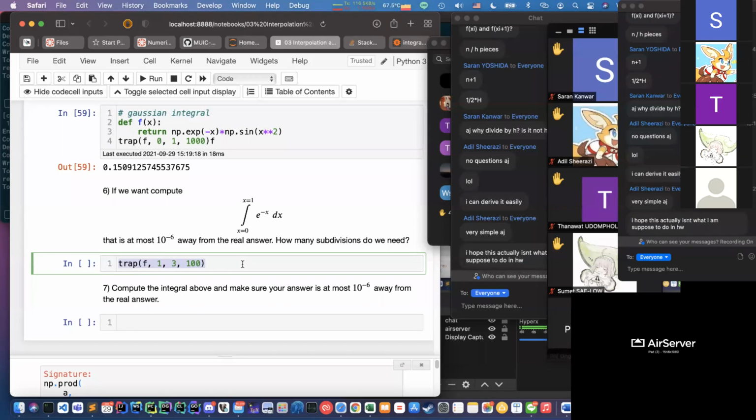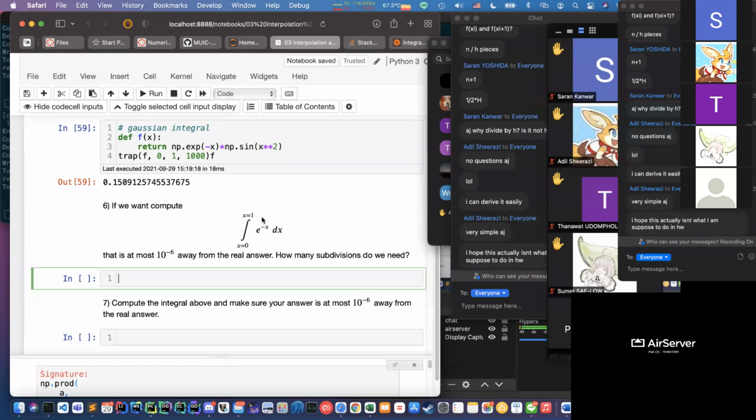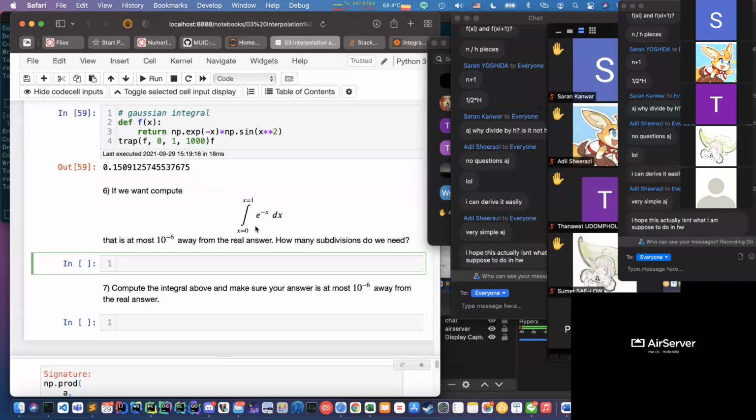Okay, and number 6, I'm sure you can do it. So we learned the error. For number 6, here's one question that sometimes you need to answer yourself. For example, if I want the integral of this, which you know how to do analytically, that's why I picked it, so it's very easy for you to differentiate and figure it out. If I want the answer to be accurate up to 6 digits, 10 to the minus 6, how many pieces do I need?